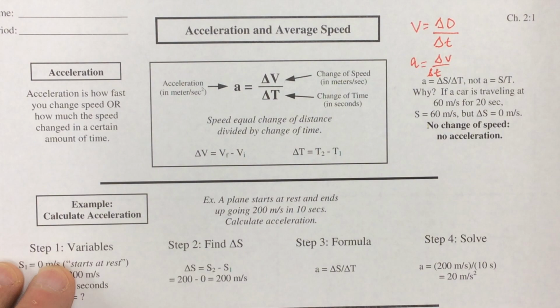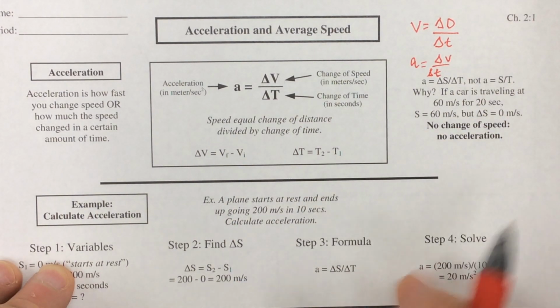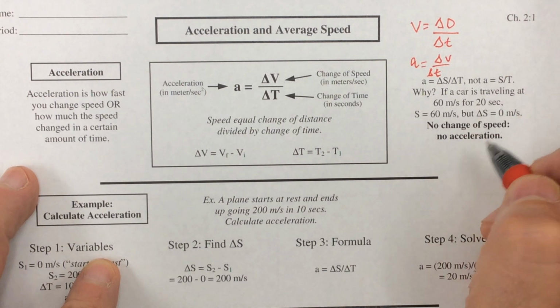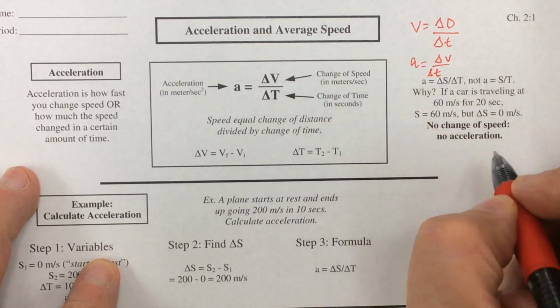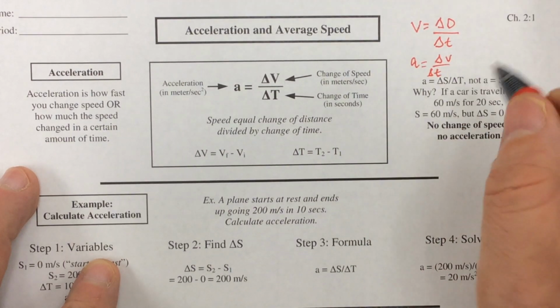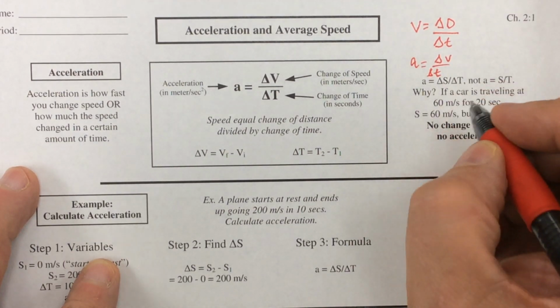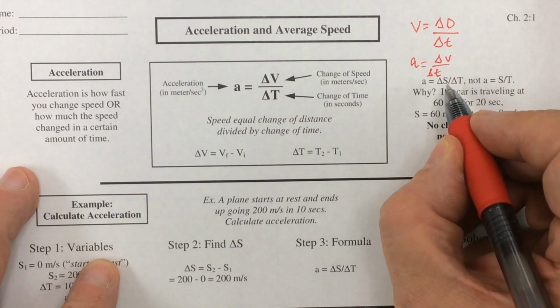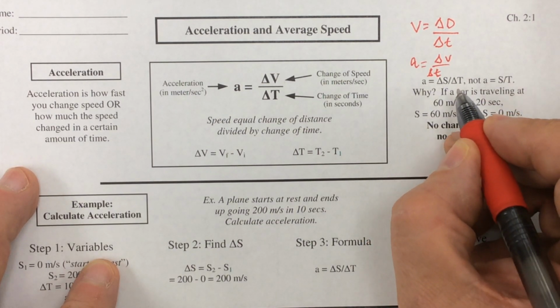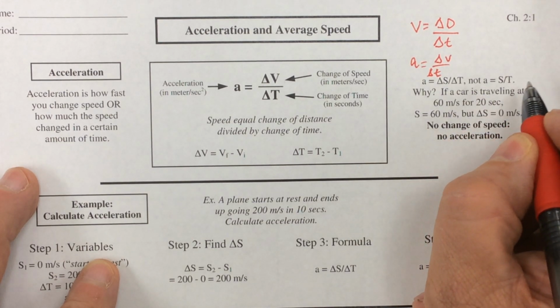Okay, now look at this. This is an excellent study guide that I've got that I stole from someplace. They make a point here that for acceleration they use speed instead of velocity, because they'll make a distinction later between speed and velocity, but they use S for speed. Acceleration is the change in speed over the change in time, not speed over time.